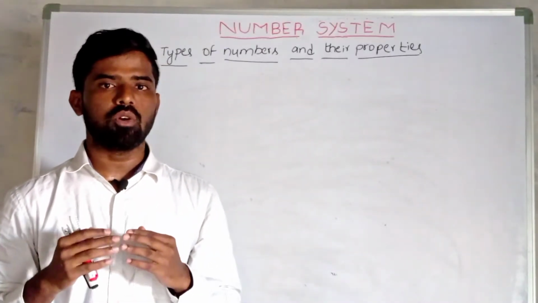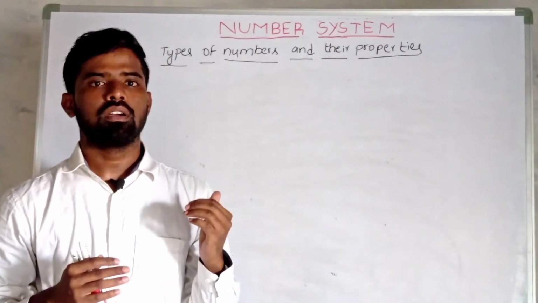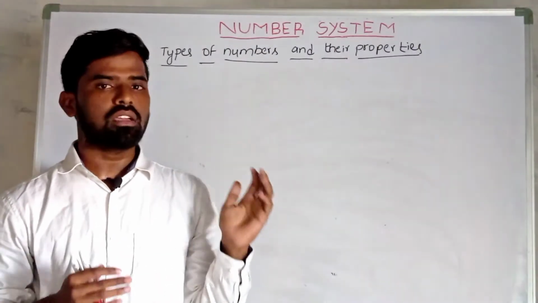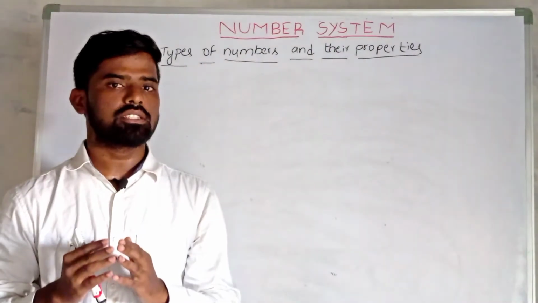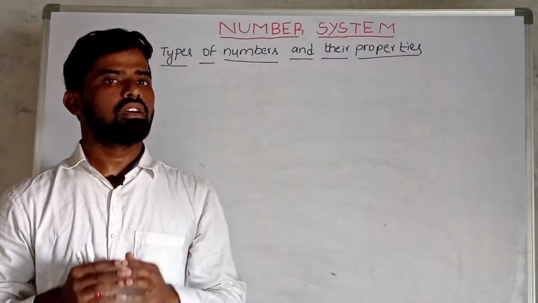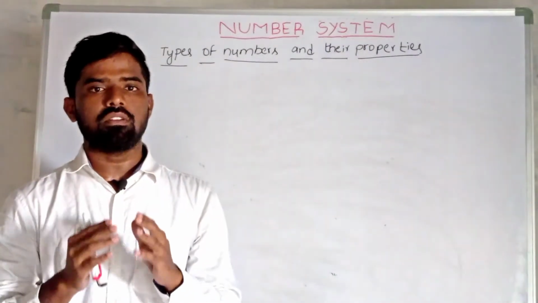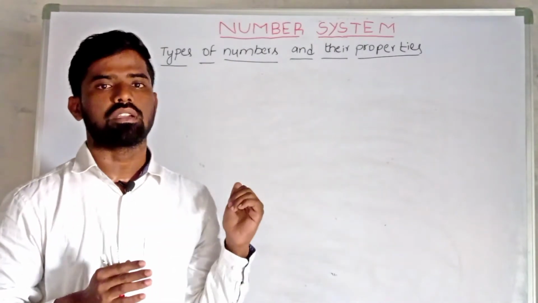Today the topic we are going to look is number system. It is very important topic in quantitative aptitude section of competitive exams. We can easily expect a minimum of 1 to 2 questions from this topic.